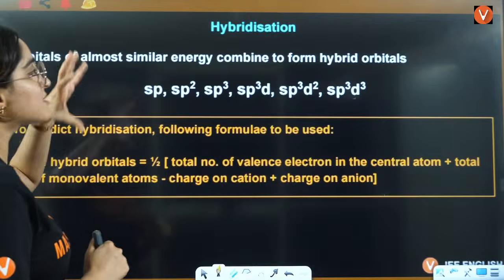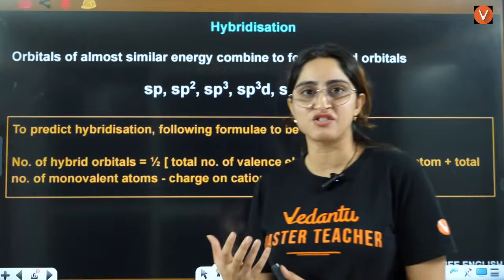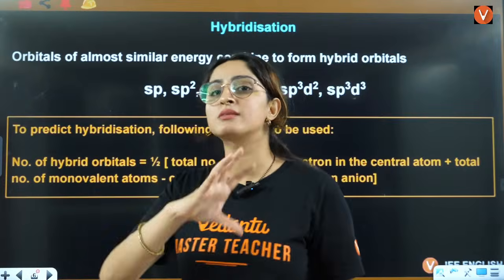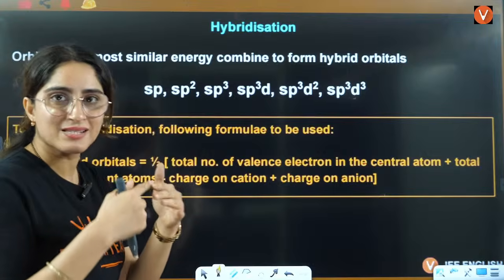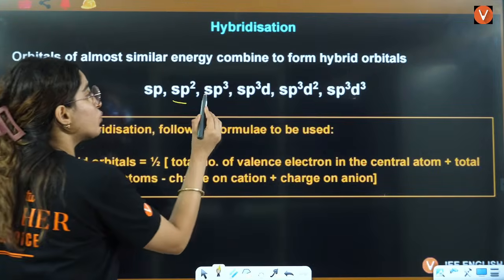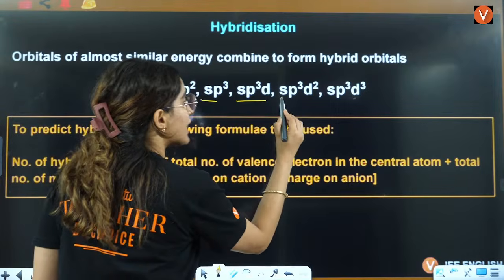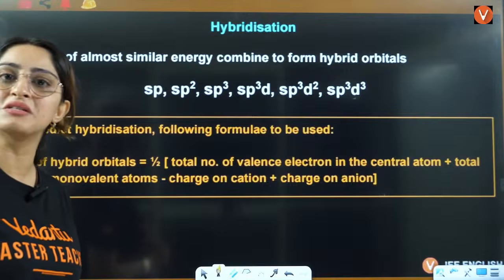So first thing is hybridization. So what exactly happens? What is hybridization? Hybridization is the mixing of orbital. Like s orbital and p orbital will mix and they will make 2 new orbitals, that is sp. Then sp2, sp3, sp3d, sp3d2, sp3d3. All these hybridizations will take place.